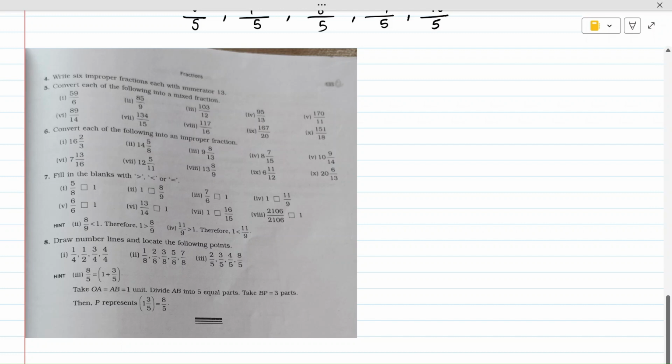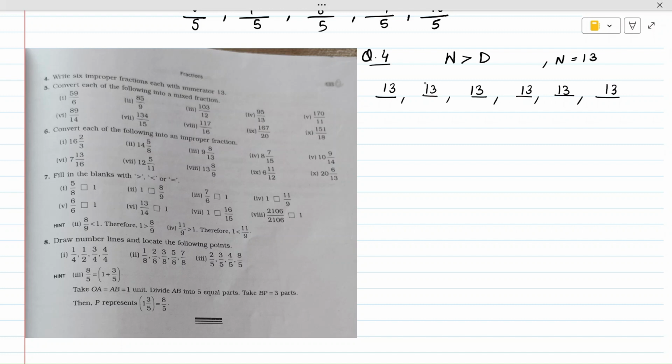So now let's pick the next question. Question number 4, where we have to write 6 improper fractions. Improper fractions means where numerator is greater than denominator such that the numerator is 13. So we have to find out 6 fractions, 1, 2, 3, 4, 5 and 6 such that the numerator in each case is 13. So I'm writing 13 everywhere. And then what we need is an improper fraction. That means the numerator is greater than denominator. So I can write down any number which is less than 13 here. Let us start with 12. 12, 11, 10, 9, 8, 7. Okay. So all these fractions are improper fractions.